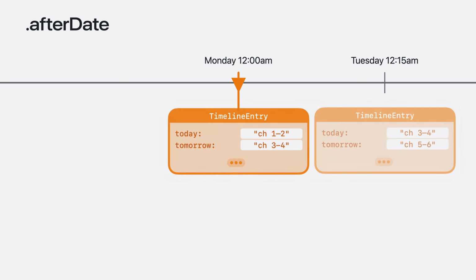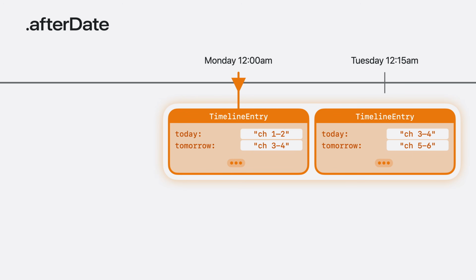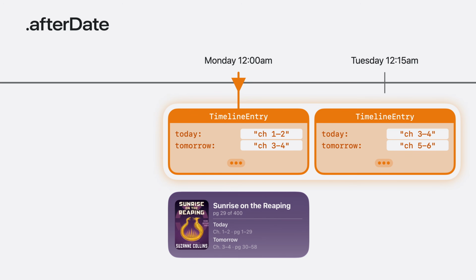The after date policy allows you to specify a specific date your widget desires a reload. These are different timeline entries, powering the reading schedule widget. I have redacted the complete set of data and only include the chapter information that changes over time. Here, the reading schedule widget provides 2 timeline entries indicating what needs to be read today and tomorrow. The widget needs to be reloaded at the end of the day to recalculate the downstream schedule.